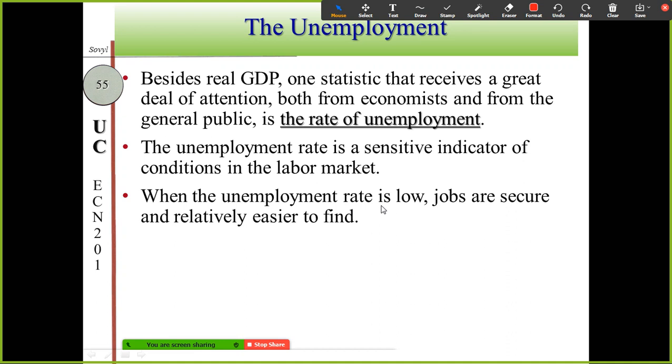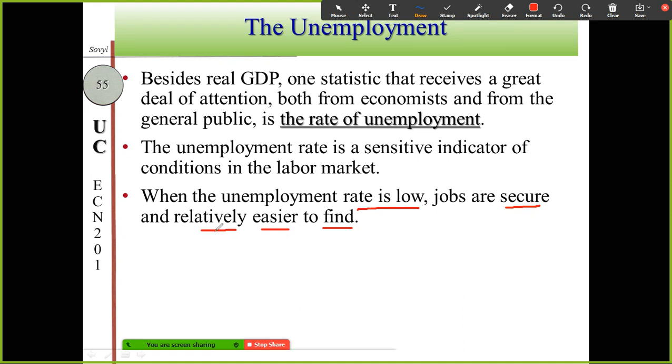When the unemployment rate is low, the jobs in that country tend to be secure and relatively easy to find. Okay, because jobs are secure, it's not easy to be fired, it's not easy to lose the job. That's why people tend to keep that job for a long time. And because jobs seem to be secure, people tend to stay in their jobs for a long time, so they don't want to leave the job.